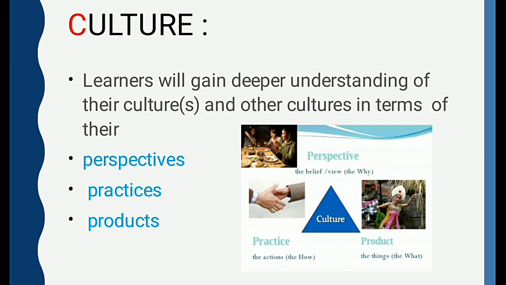Perspectives refer to the abstract component of culture, such as beliefs, attitudes, meanings, or values. The second component is practices, which refer to celebrations, traditions, dressing code as an example. The third element is products. It includes all material objects which are used in a culture, such as books, food, and music.